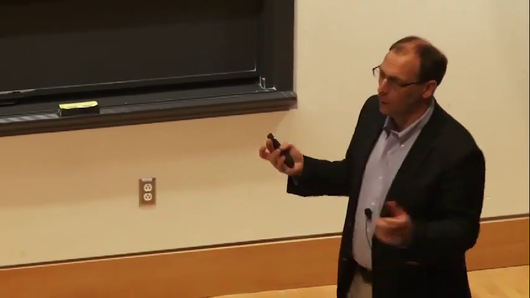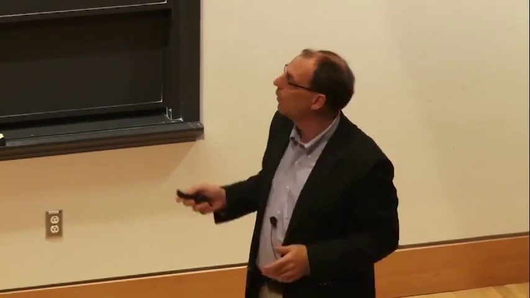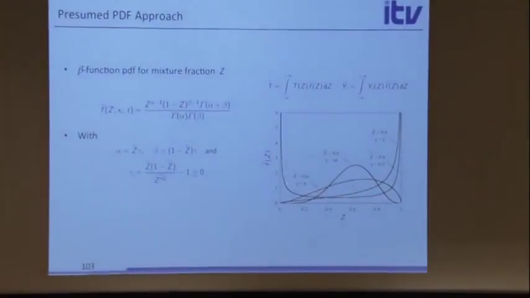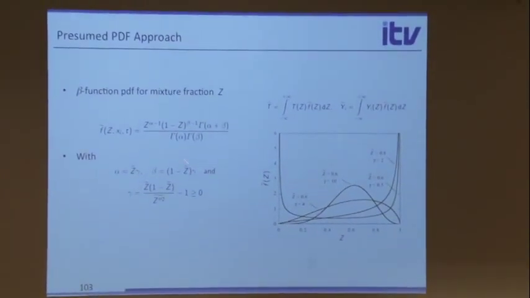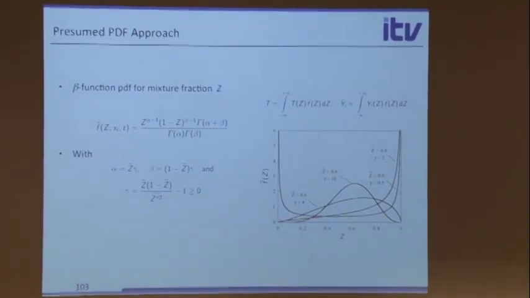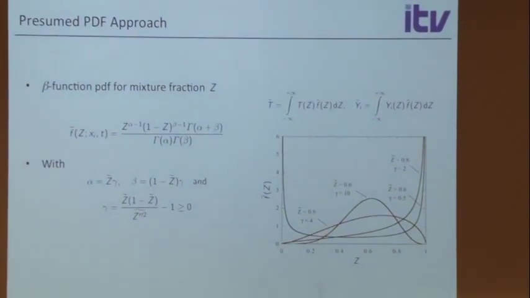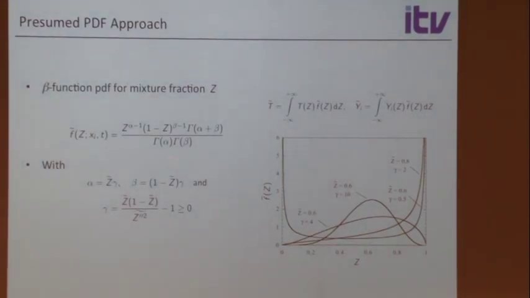Then when it mixes more and more and the variance becomes very small, and the distribution is away from the boundaries, the beta function actually goes to a Gaussian. So if you're away from the boundaries, it will give you a Gaussian. When you approach the boundaries, you get these delta functions.